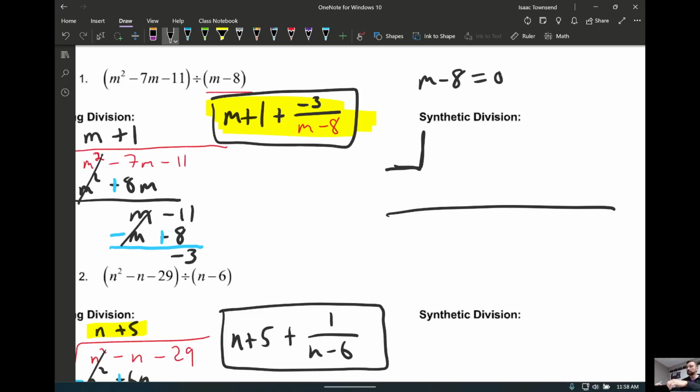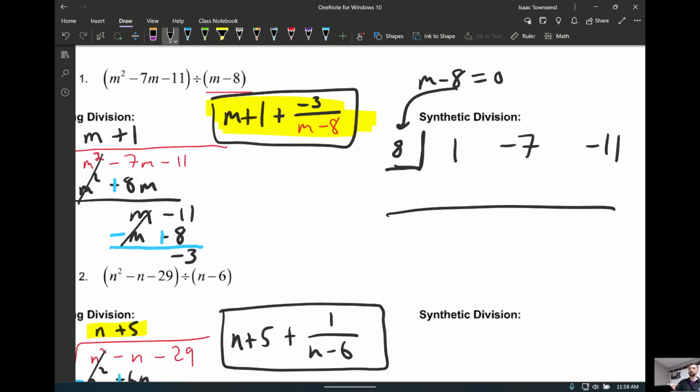And in the box is where the divisor equals 0. So where m minus 8 equals 0. And then you need to list off the coefficients in order. So I've got 1m squared, then I've got negative 7m's, and minus 11 as a constant.